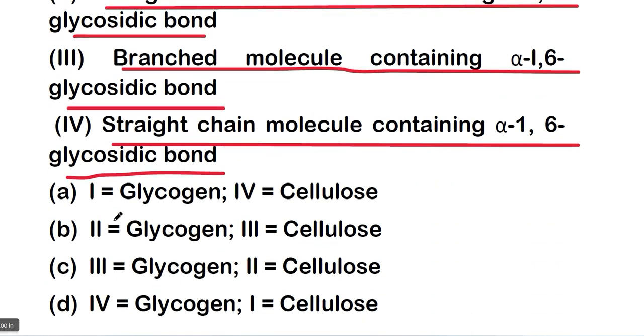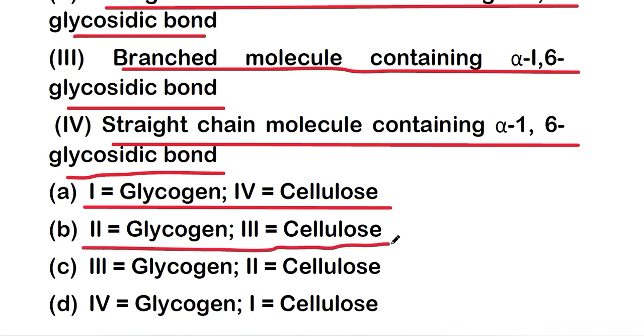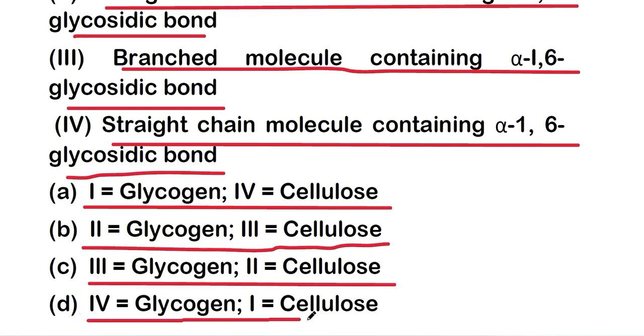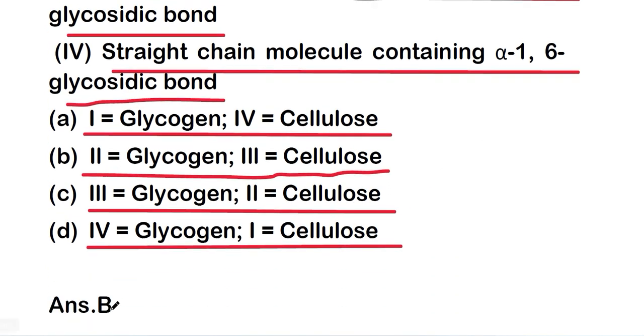So here four options are present. Option A: 1 should be glycogen and 4 should be cellulose. Option B: 2 should be glycogen and 3 should be cellulose. Option C: 3 should be glycogen and 2 should be cellulose. Option D: 4 should be glycogen and 1 should be cellulose. So the right answer is option B, that is number 2 is glycogen, number 3 is cellulose.